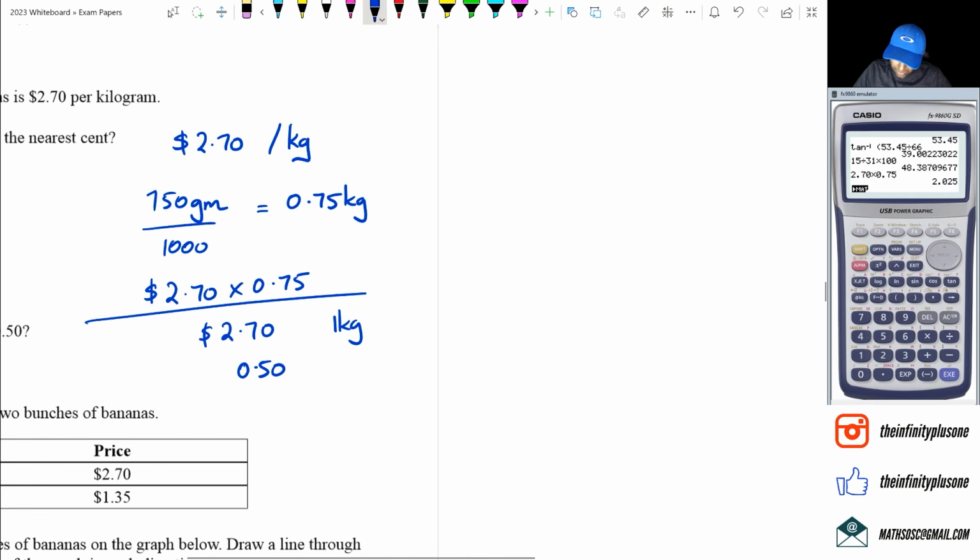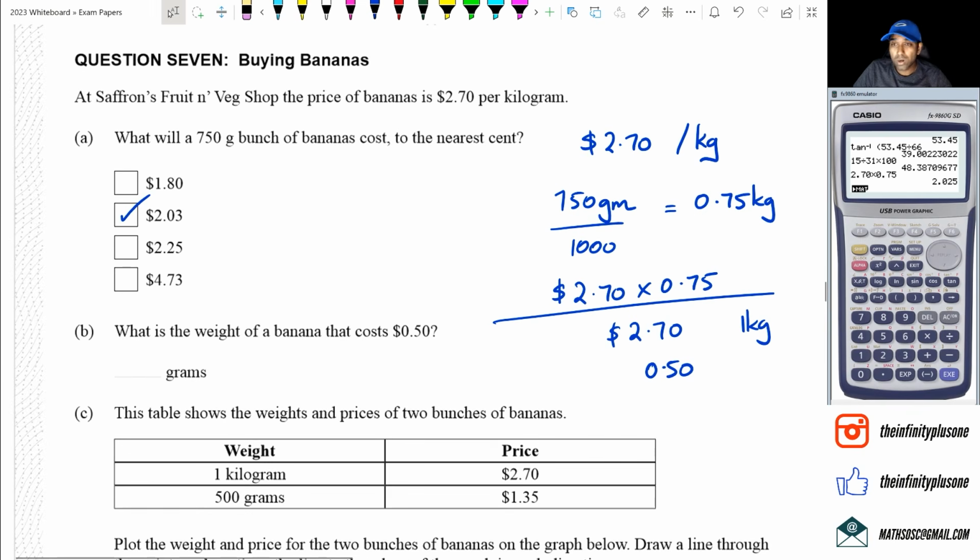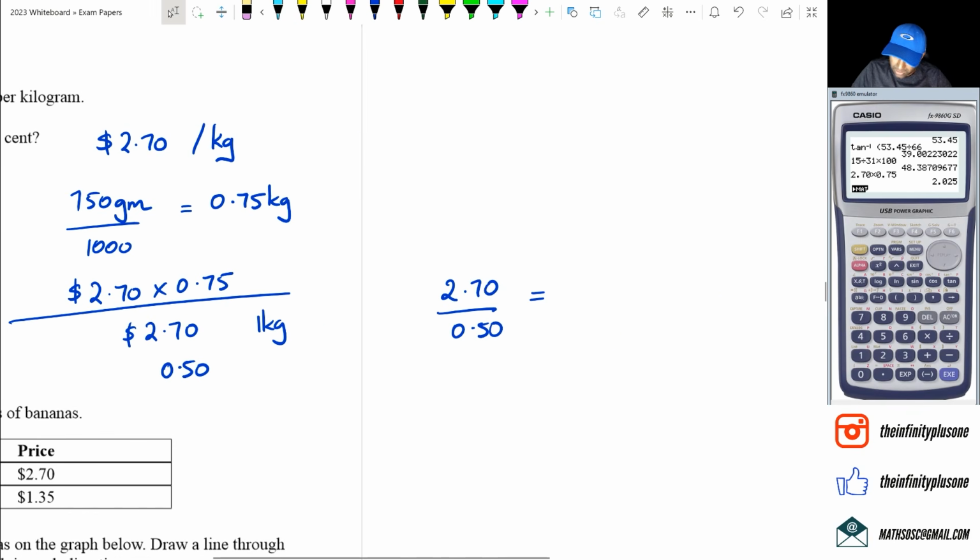So the way we do it is like this. We're going to put down 270 divided by 0.5 equals, and they do want it in grams. Because they want it in grams, I'm going to convert this into 1,000 grams instead of putting it as 1 kg. And I'm going to put this as the unknown, all right? Because I don't know what that unknown weight is for 50 cents.